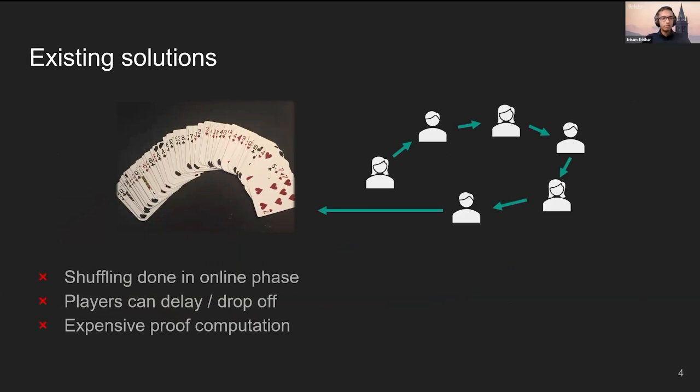And we also have failure modes where some of the players might drop off, and then the other players have to decide, what do we do? Do we stop the protocol? Do we start again? And we also have issues of proof computation, which is expensive because the players could be lightweight devices. And we seek to solve these questions by offloading a lot of these problems to the offline phase where more powerful servers can do it.